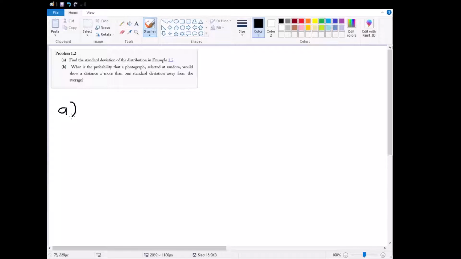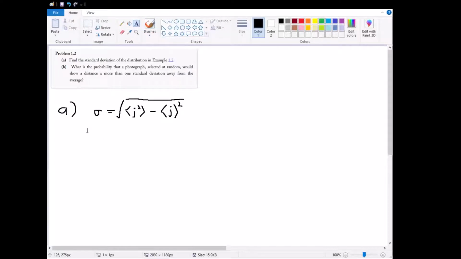So part A wants us to find the standard deviation of the distribution from the example. We know the formula for the standard deviation. We know that it is sigma equals the square root of the average of j squared subtracted by the average of j itself and then squared.